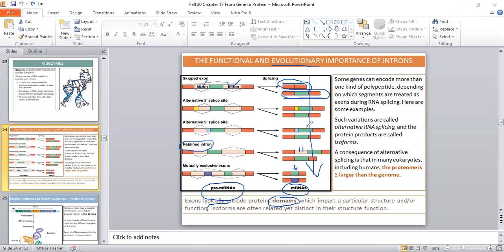Achha, what is the meaning of this thing? The proteome is larger than the genome. What does it mean? The proteome is larger than the genome. What does it mean? According to the gene, the size should be like this, yes?